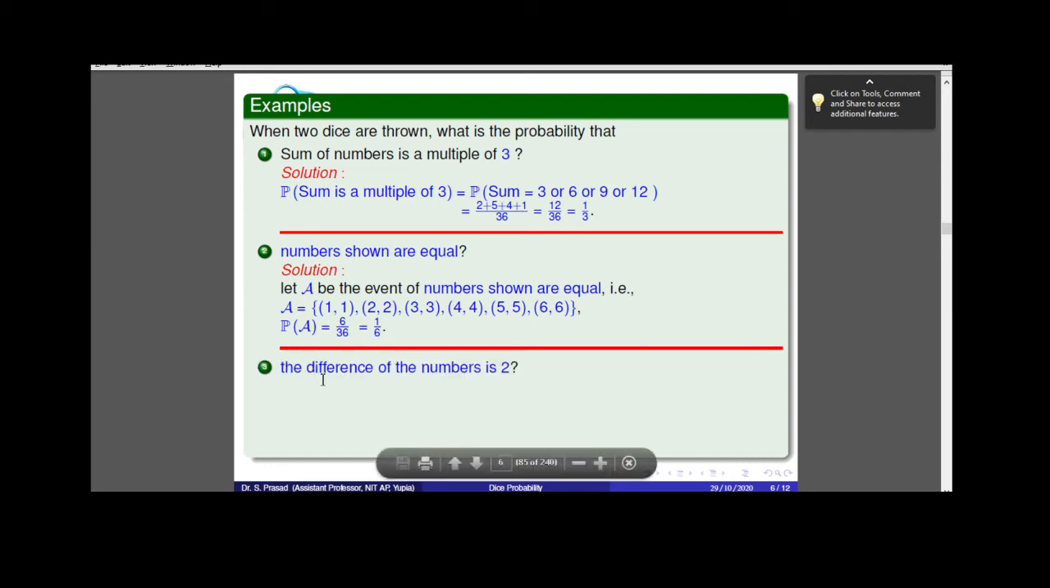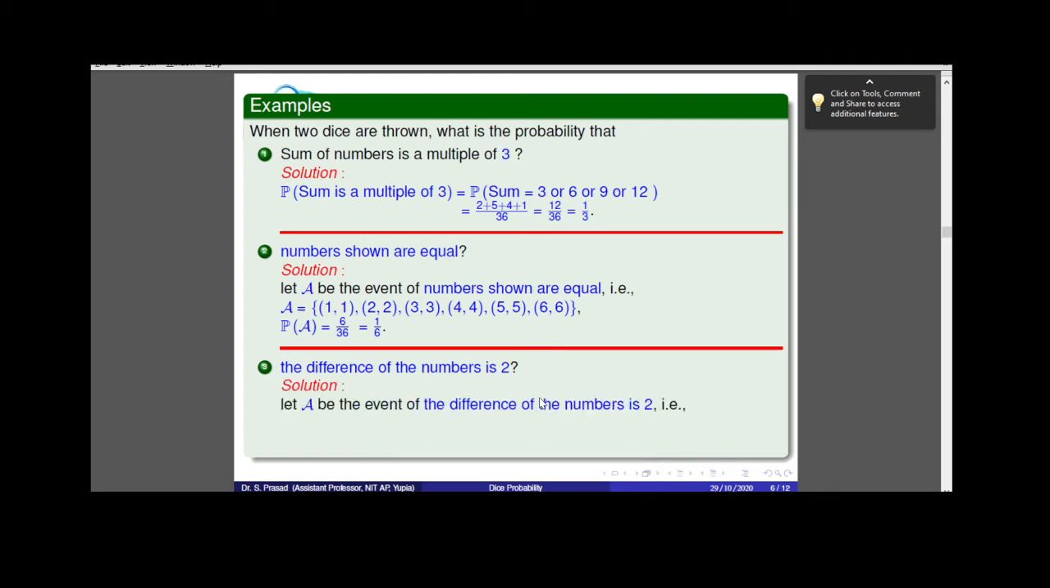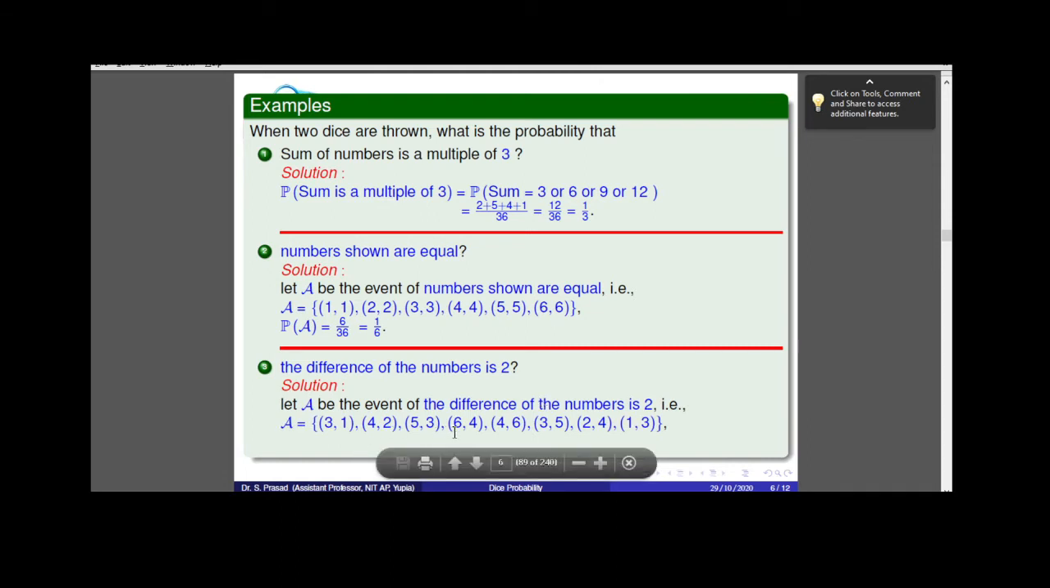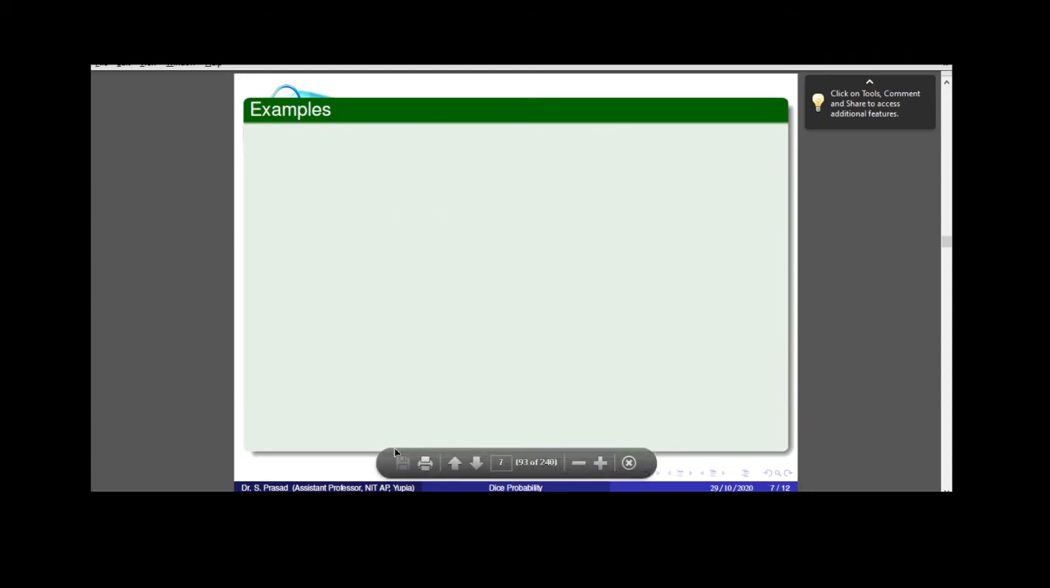And now we go to the difference of the numbers is 2. Find the probability that the difference of the numbers is 2. First we need the number of favorable events. Here A is 3 1, 4 2, 5 3, 6 4, 4 6, 3 5, 2 4, 1 3, and after that we write the probability as 8 by 36. 8 is the number of ways in favor. Here we just count the total number of favorable outcomes: 1 2 3 4 5 6 7 8. That's why we write 8 by 36, where 36 is the total number of possible outcomes for throwing two dice. And now we get the simplified result 2 by 9.